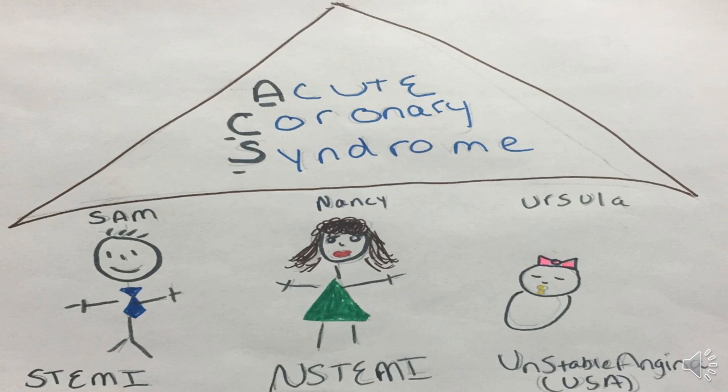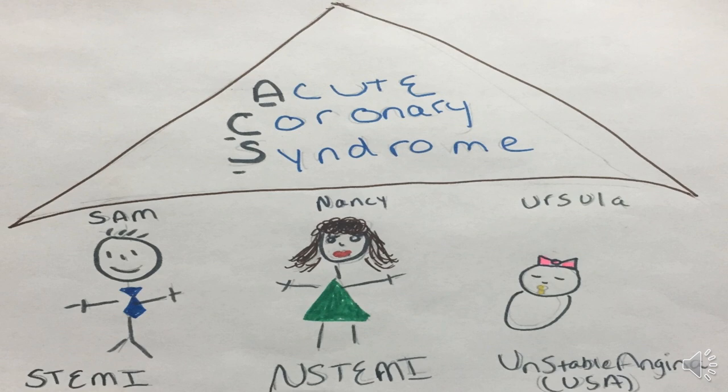We have Sam, the dad, Sam the STEMI; Nancy, the mother, which is the non-STEMI; and Ursula, unstable angina, who is the baby. Now, Sam the STEMI has ST segment elevation. This is what we'll talk about here in just a second. Nancy is a non-ST segment elevation myocardial infarction, and Ursula is unstable angina.